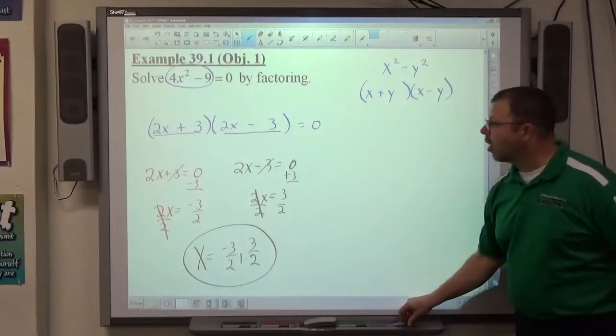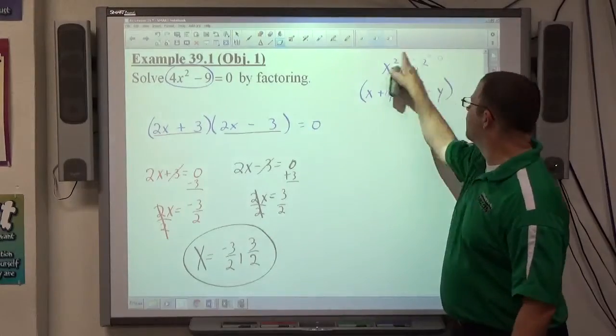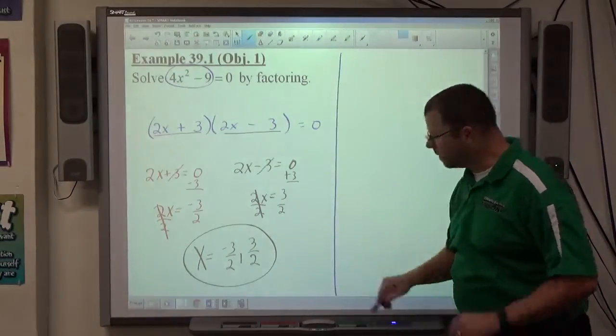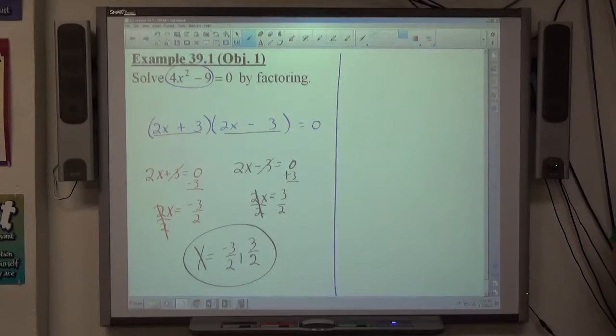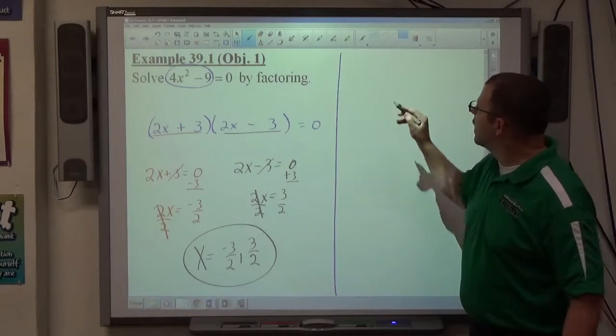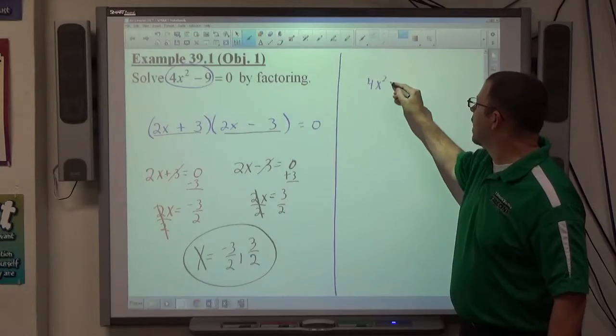An alternative technique you might like better than factoring. That will work if it's factorable. The ones you'll get in this section will be factorable, so it'll work. That works every time for right now. The other technique looks like this. 4x squared minus 9 equals 0.